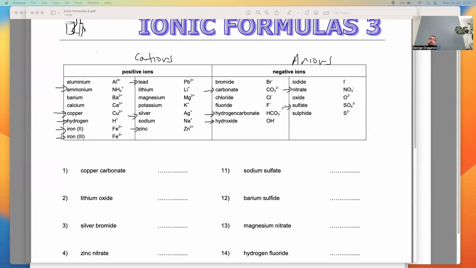Now, when it comes to applying it, I will show you some examples. It's kind of 3 different levels of difficulty with these questions. If we start with the most basic example, sodium chloride.